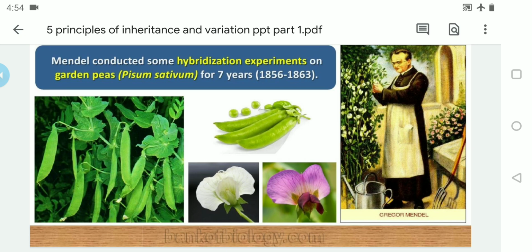Why am I telling you about all these things? These questions are sometimes asked in competitive exams, for that purpose I'm telling you. There are three names of scientists who conducted hybridization experiments in three different countries. Unfortunately, they conducted the experiments independently and obtained results similar to Mendel's.